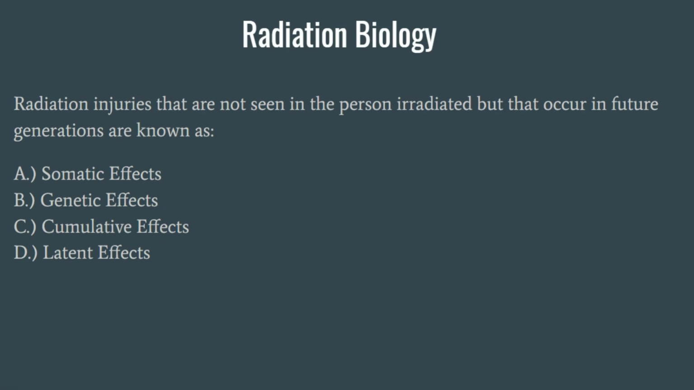Radiation injuries that are not seen in the person irradiated, but that occur in future generations are known as A, somatic effects, B, genetic effects, C, cumulative effects, or D, latent effects? The correct answer is B, genetic effects.